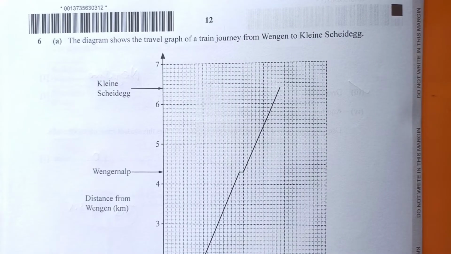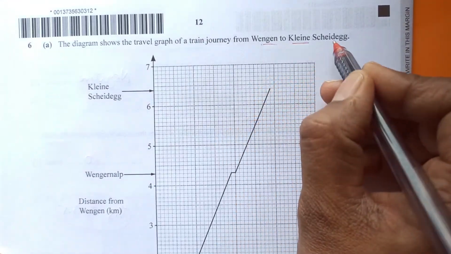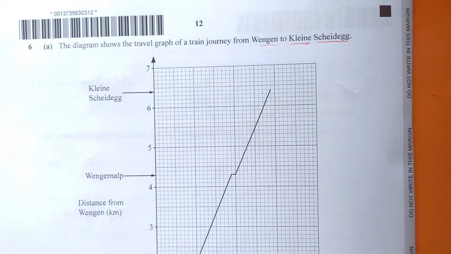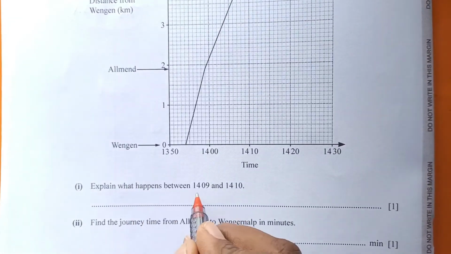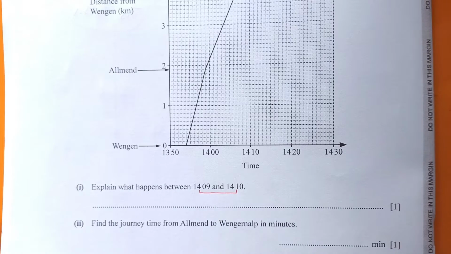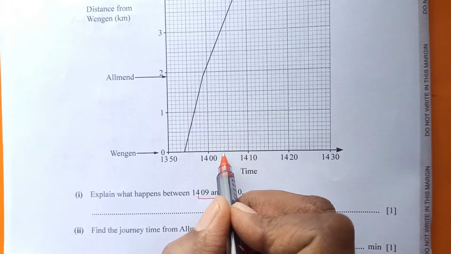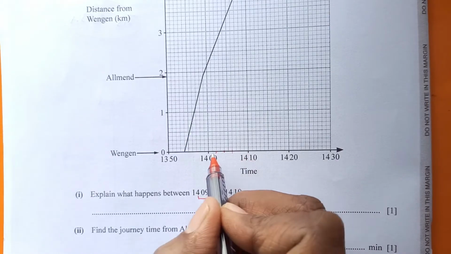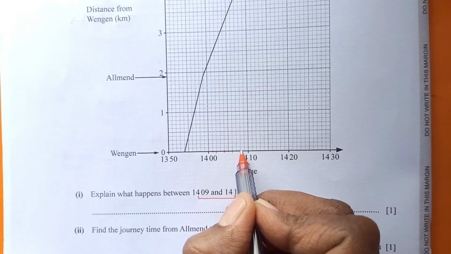Question 6. The diagram shows a travel graph of a train journey from Wengen to Killeen. Sorry for the pronunciation. So what we can see here on the graph, explain what happened between 1409 and 1410. 14 is here, and 1409, this will be 1401, 2, 3, 4, no, this is 1, only 1, 2, 3, 4, 5, 6, 7, 8 and 9.